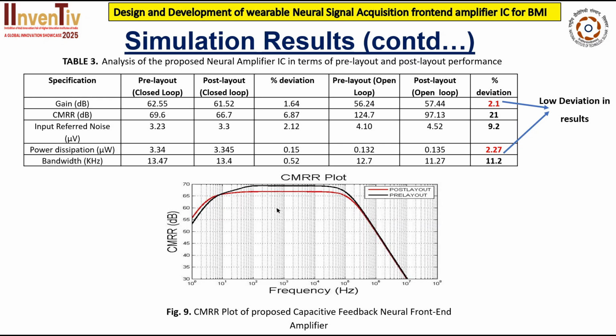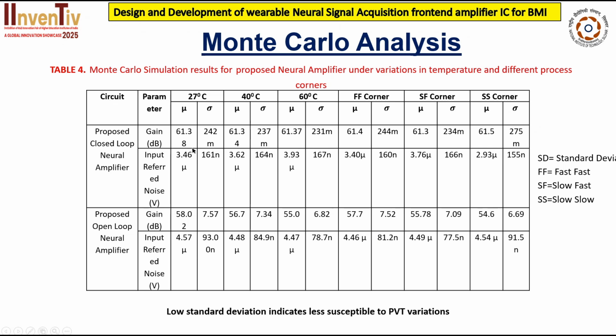This is the CMRR result, pre-layout and post-layout. And this is the Monte Carlo analysis, where we have varied all the corners for both of the proposed works, one for open loop and one for closed loop, and results are obtained for gain and noise.